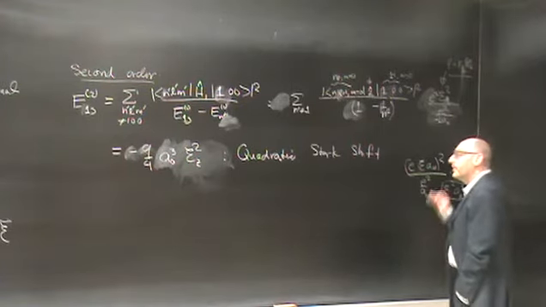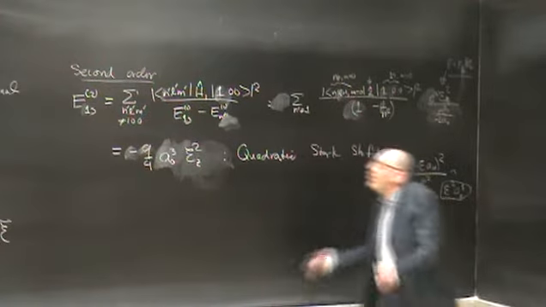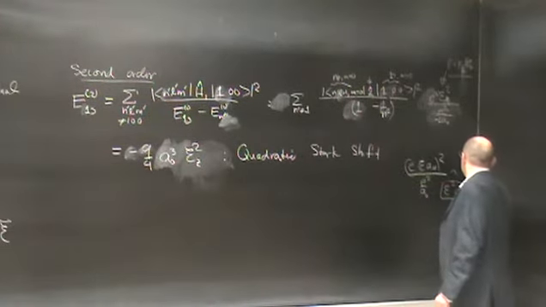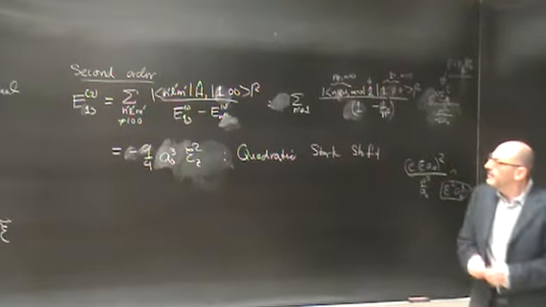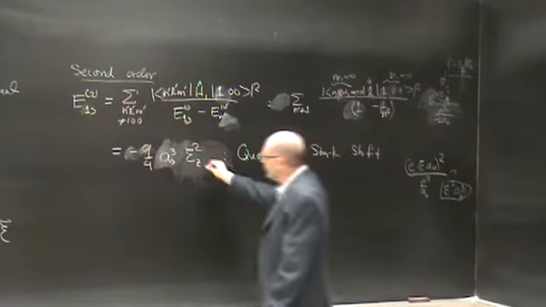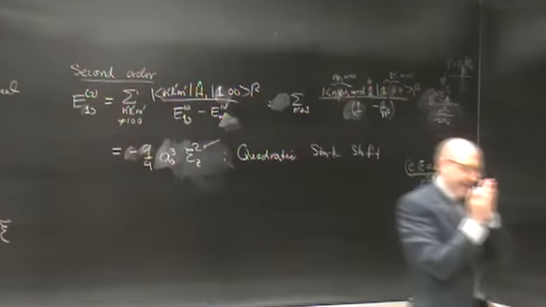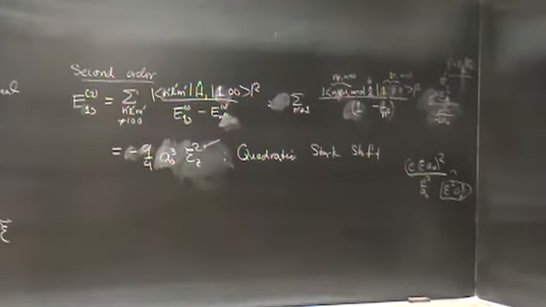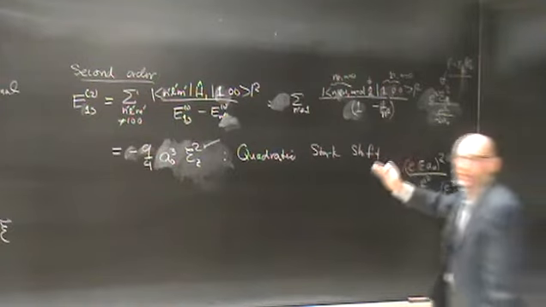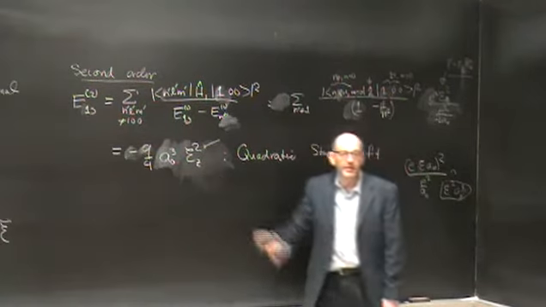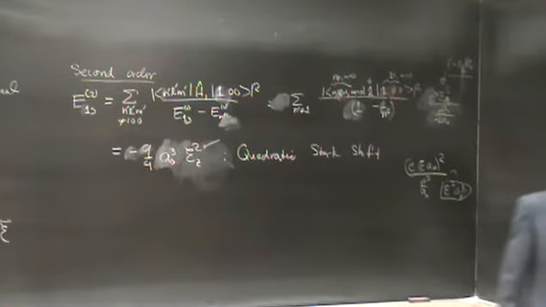So this is what is known as the quadratic Stark shift. It's quadratic because if you looked at the spectral lines in a spectrometer as a function of the applied field, the shift would change as the second power. It's quadratic with the applied field. So that's why it's called the quadratic Stark shift.